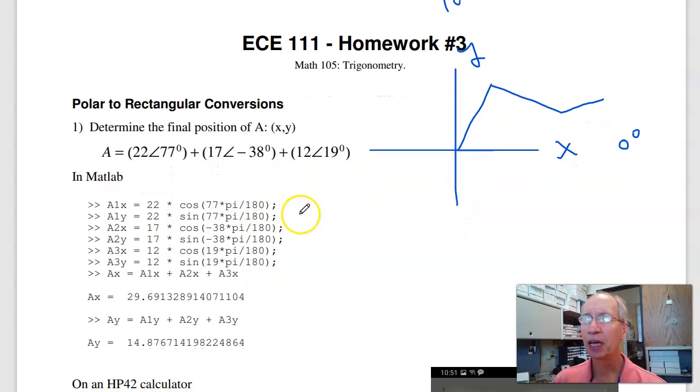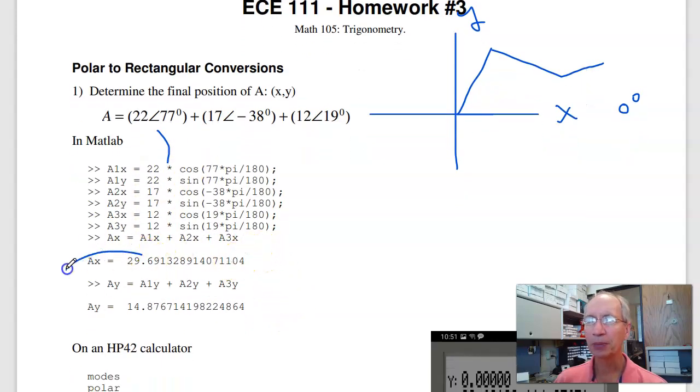In Matlab, I can convert to the x and y coordinates. The x coordinate of the first term is 22 cosine, the y coordinate 22 sine. And you have to remember that Matlab's default units are radians, so I have to convert degrees to radians. Then it works out. Do that for the second term, the third term, add the x terms together, add the y terms together, and this is where I wind up.